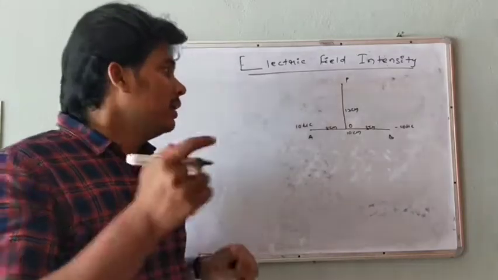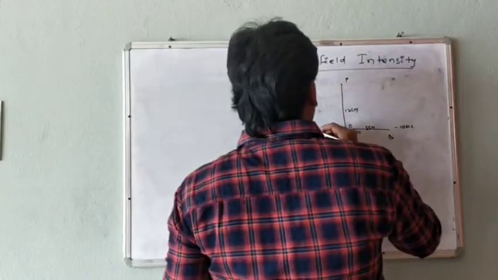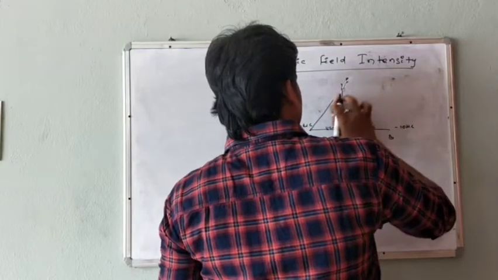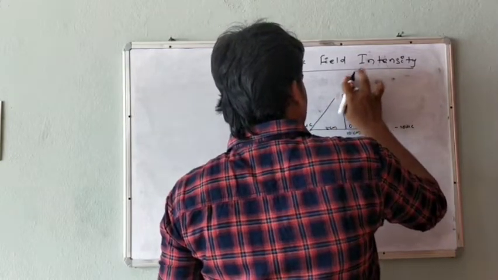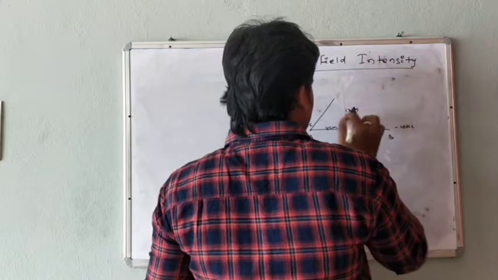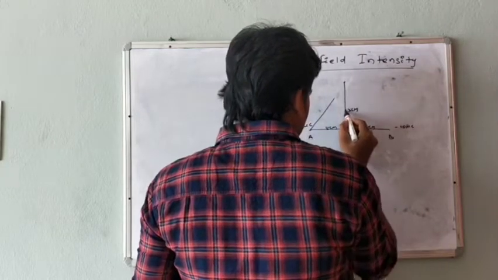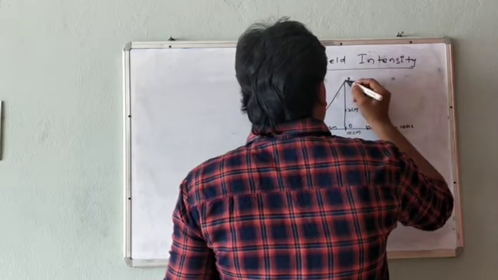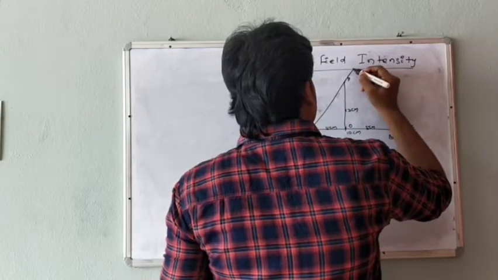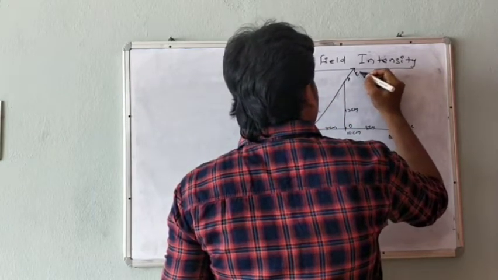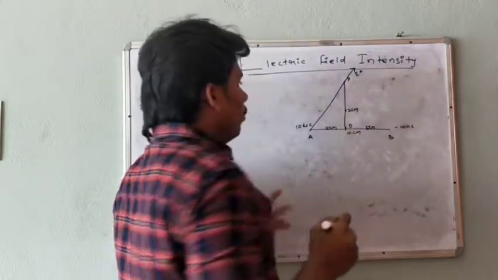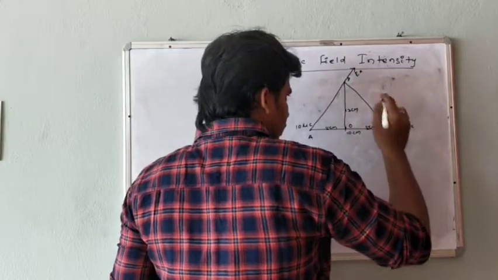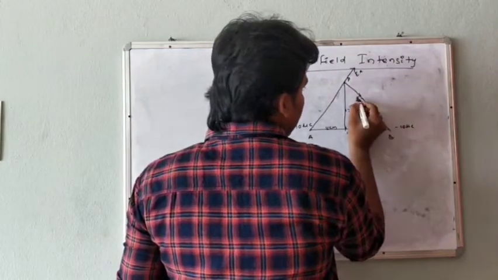The electric field intensity due to the point A, this point B, this is the electric field intensity. This will be EA, and from P this will be EB.